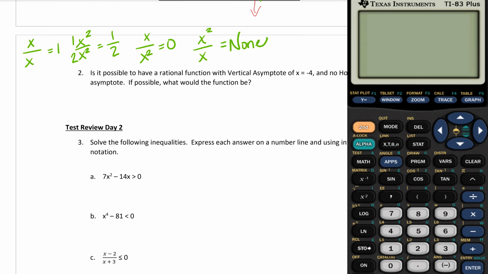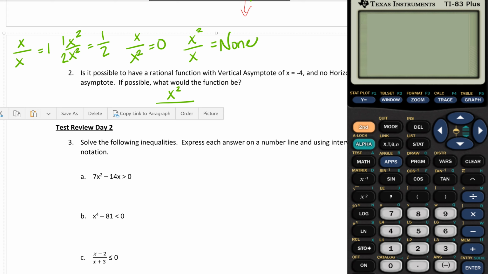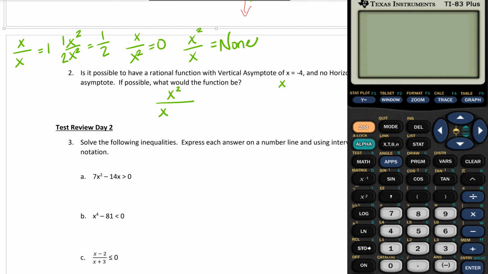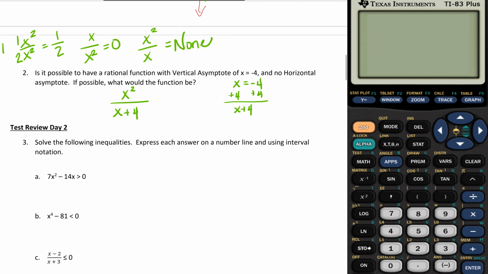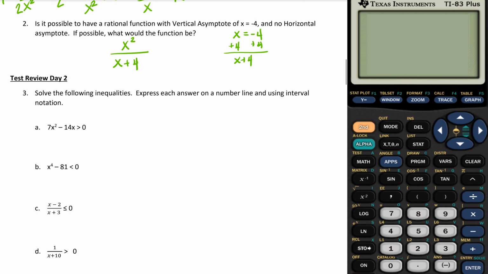So we can say if we have an x squared on top with an x on the bottom, and it says that the vertical asymptote, which if we remember, is when we set the denominator equal to 0 and solve. Now I'm going to do it in reverse, right? I get x equals -4, move it back to the other side. So I know that my denominator has to be x plus 4. This is what my equation would look like. A very basic equation that follows the rules established within the question.